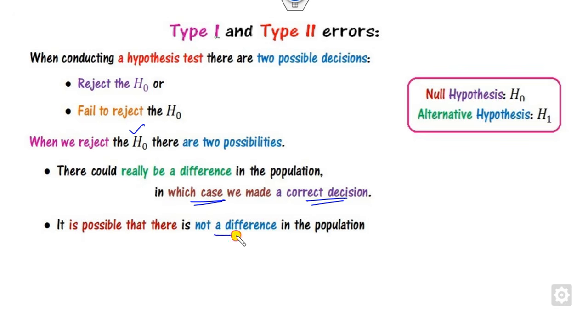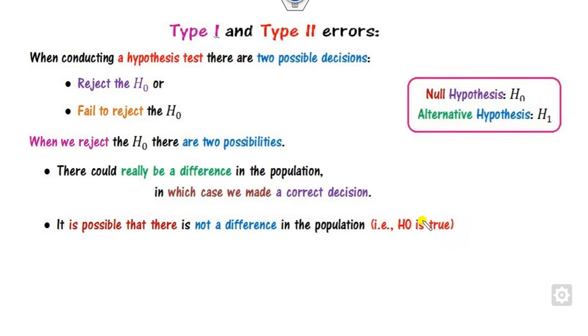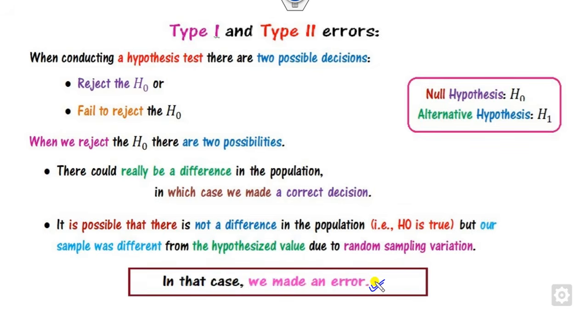On the other hand, if there is no difference between the populations, then on what basis have you rejected H0? Once they are almost similar, on what basis did you reject H0? It means H0 is true, but you still rejected H0. It means there is some error inside it, and that error may be because the sample is different due to sampling variation and so on. So here there is an error. Or in other words, we made an error in that case.